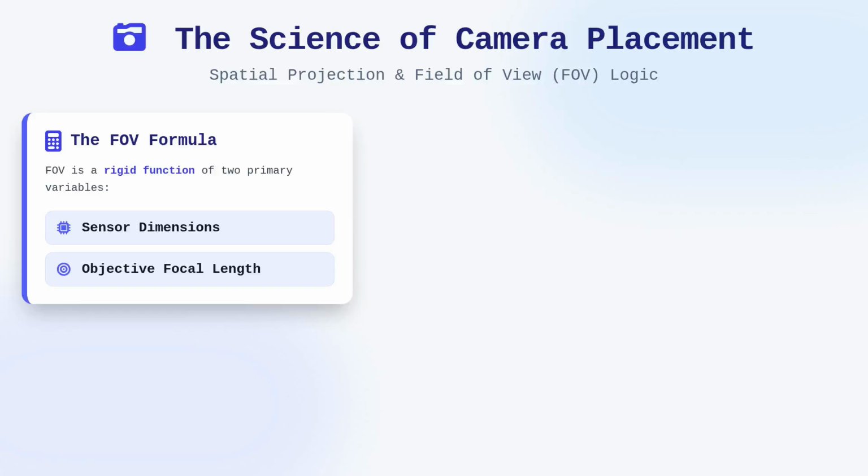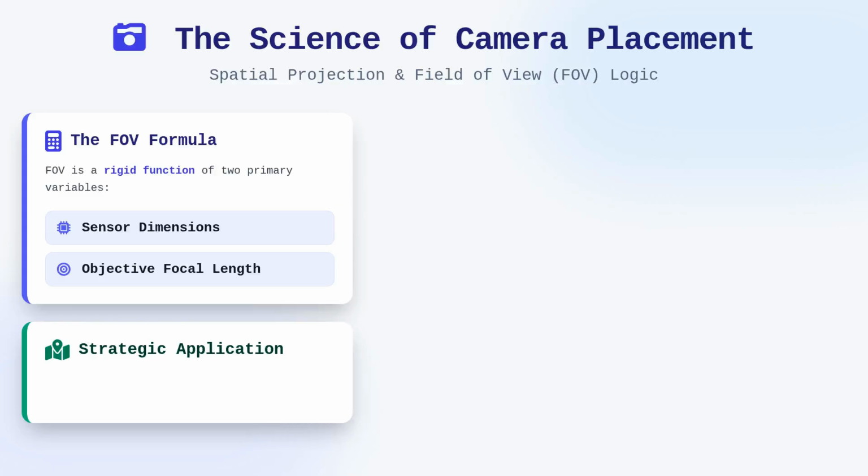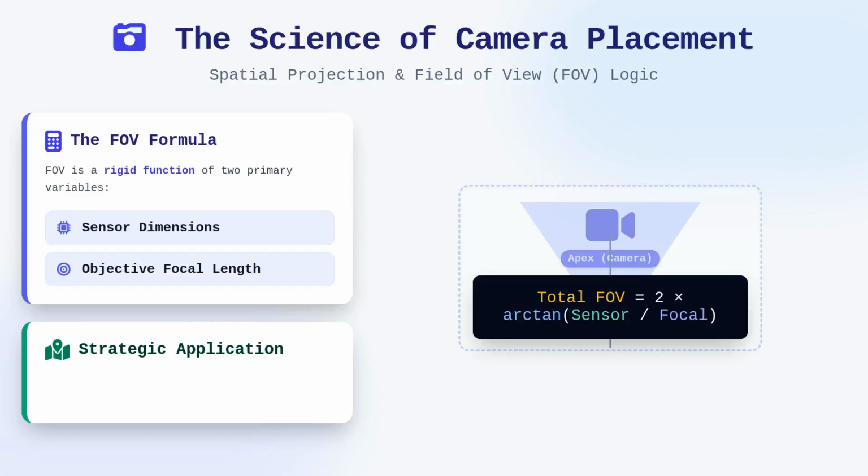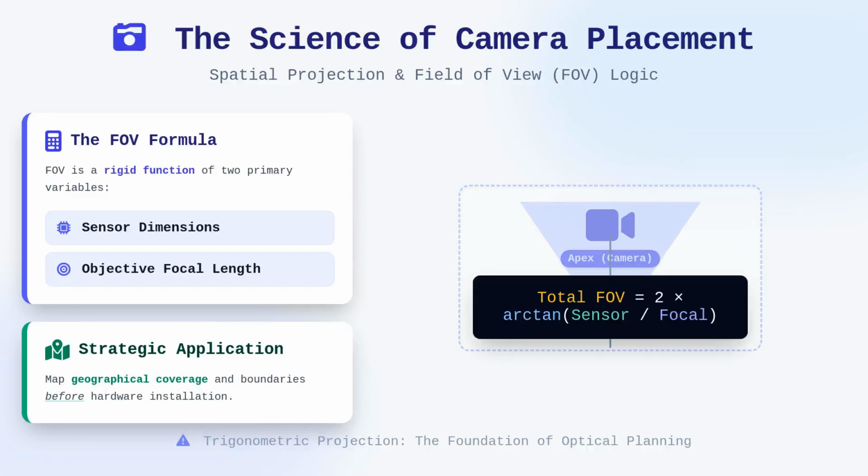To calculate horizontal, vertical, or diagonal coverage, we rely on basic trigonometry where the angle represents the field seen by the sensor. If you imagine the camera as the apex of a triangle, the sensor width forms the opposite side, and the focal length dictates the distance along the adjacent axis. By applying the arctangent function to the ratio of the sensor dimension to the focal length, you derive half the angle of the field of view. Doubling this result provides the total angle, allowing you to map the specific geographical area a camera will capture before you even open a mounting bracket.